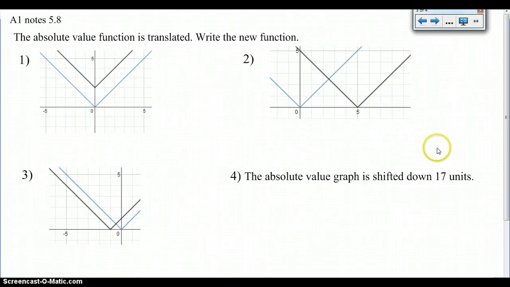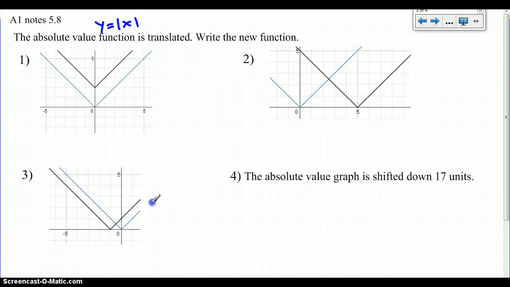These notes will be fairly quick, but let's continue on. The absolute value function is translated, write the new function. So again, when we say the absolute value function, we're saying the function y equals the absolute value of x. I'm a little sloppy with my notation there. Since it's a function, it technically should say f of x. I don't care if you use f of x or y.